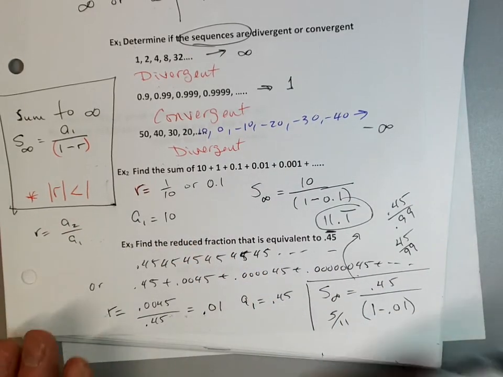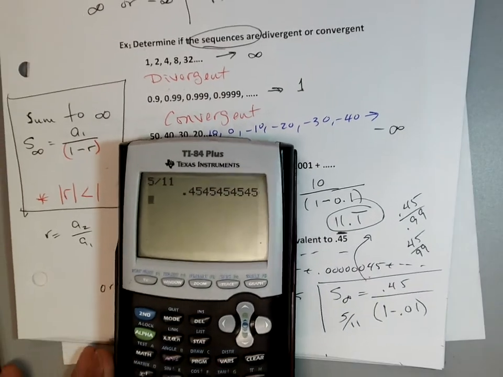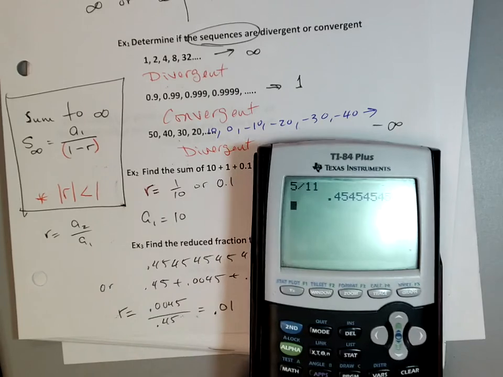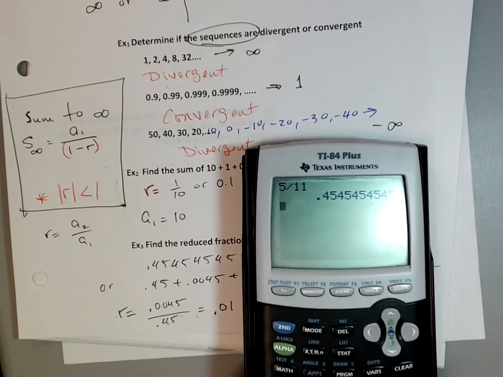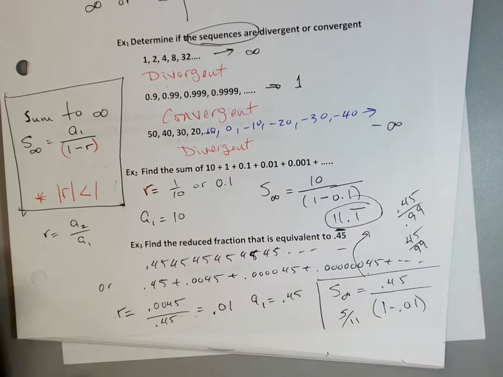Let me see if that is true, okay? 5 divided by 11. Hey, what do you know? Look at that. 5 divided by 11 is, if you could see it, there it is. 0.454545, right? Pretty cool. Okay, turn the page.